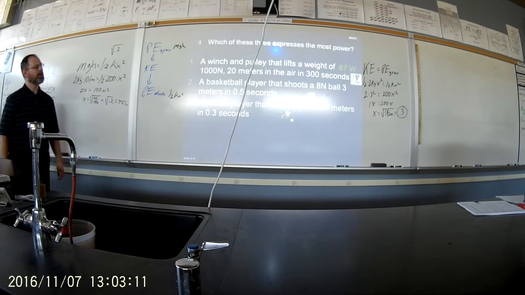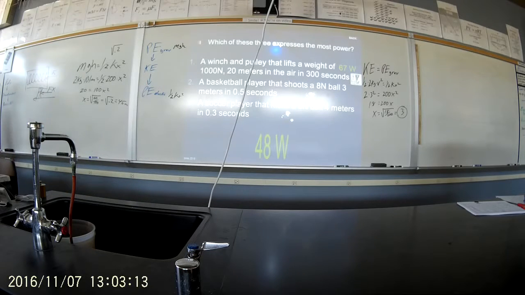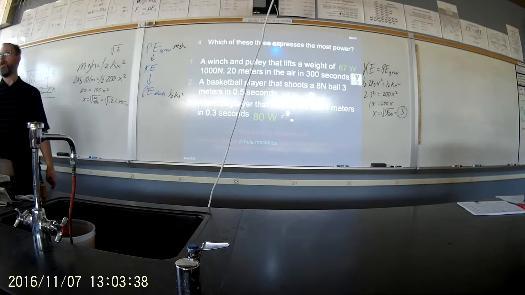Winch, 67 watts. Basketball player, 48 watts. And a soccer player, a big fat 80 watts. But the soccer player can't beat up a winch. A winch is a machine. Yeah, it works slow. You've seen these little winches on the front of a van or trucks that are about this big? Tiny little motor. What it does over a long period of time. But work is not just the force it can lift, it's also the time.